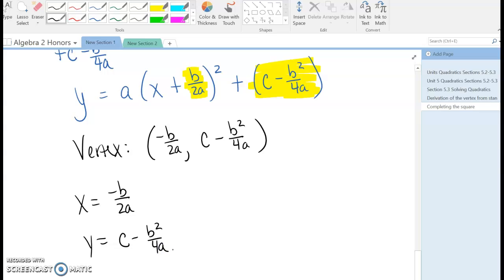Now, oftentimes we don't actually calculate y using that particular formula. Could we? Absolutely. But most times what we do is we first find the x coordinate, and once we know the x coordinate, we can just substitute that back into the standard form to find the y coordinate of the vertex. So that's what we do most often. But that is exactly where those values come from.